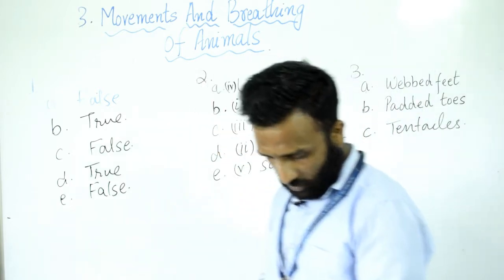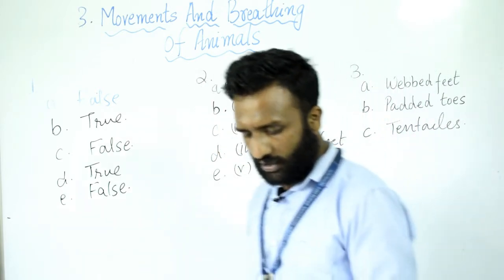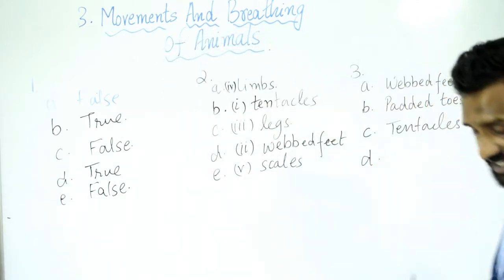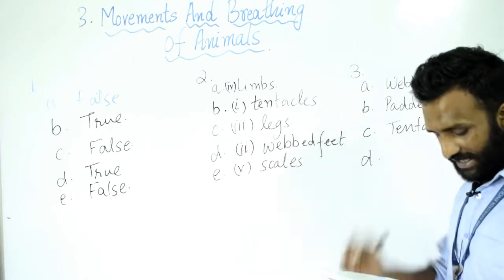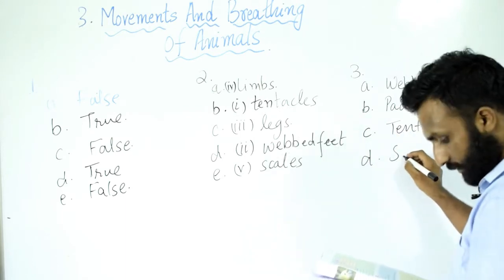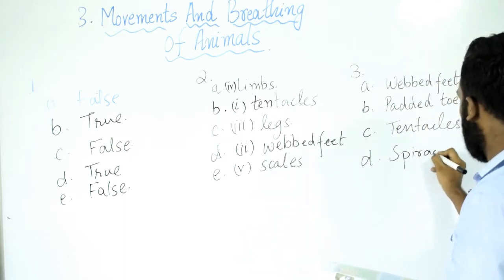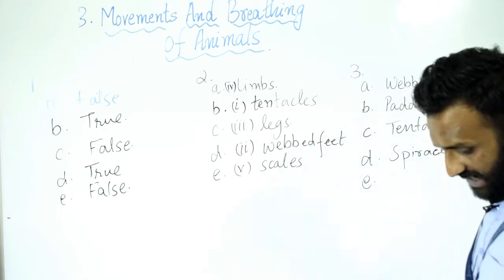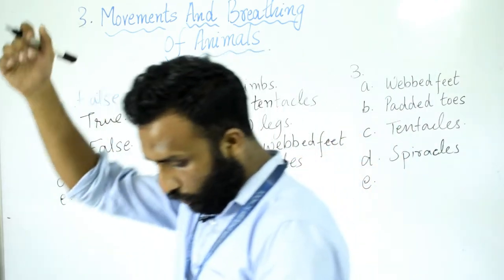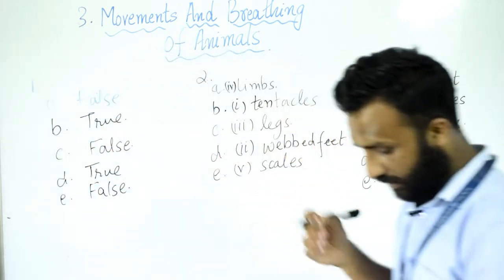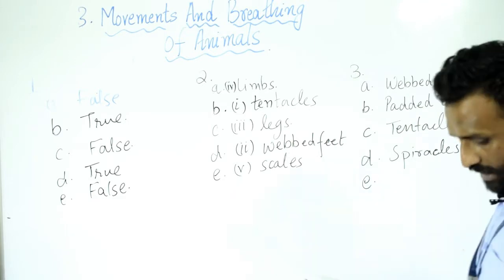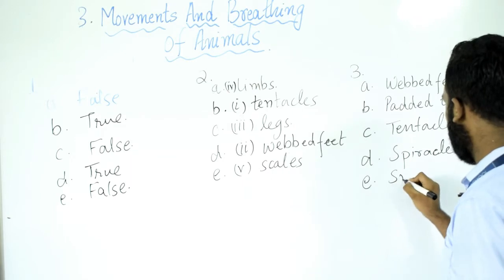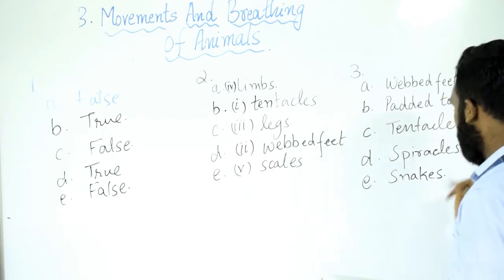Okay. Now holes on the bodies of insects. What are the holes on the body of insects called? The holes on the body of insects are called spiracles. Now the last one, E we have. Reptiles that move and do not have limbs. The reptile that does not have limbs is the snake. Snake does not have limbs.